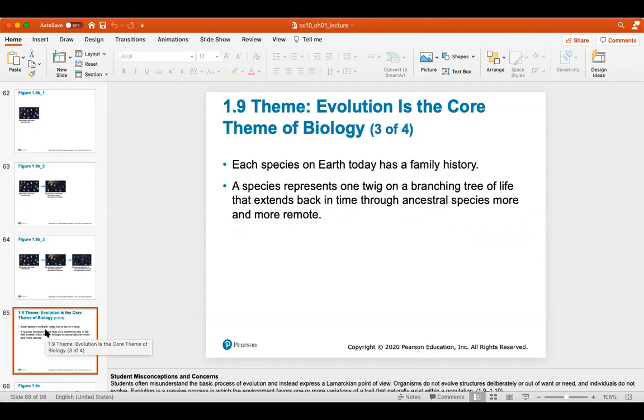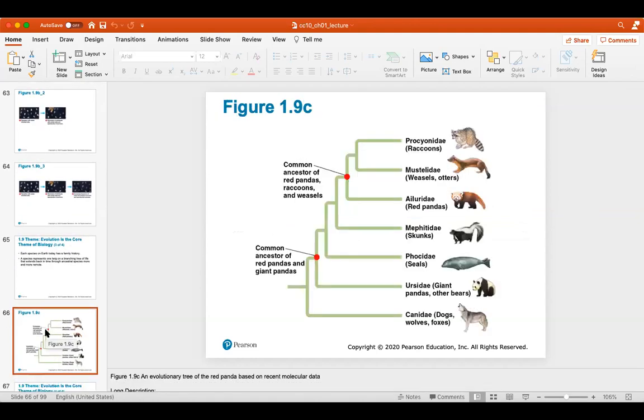Each species on Earth today has a family history. A species represents kind of one twig on a branching tree of life that extends back in time, which is more and more remote. So we see here an evolutionary tree theory of the red panda based on recent molecular data, its DNA structure, to see where the red panda fits in the family of other animals.